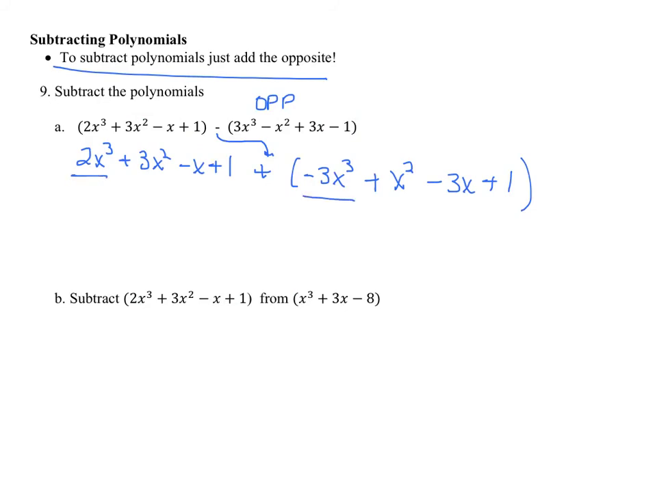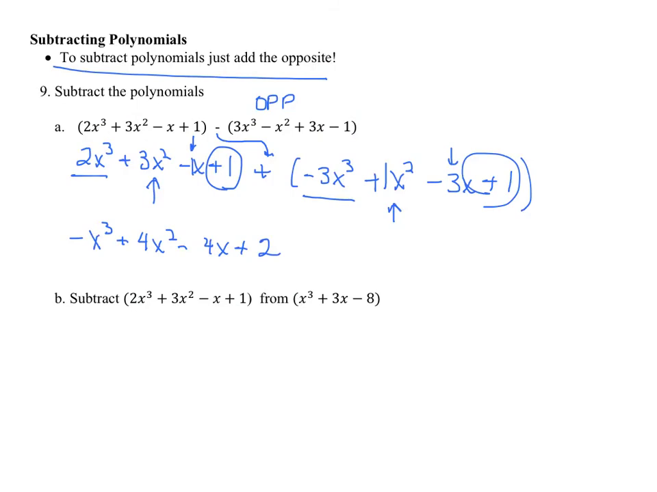This guy alike to this guy, negative x cubed. This guy alike to this guy, 4x squared. This guy alike to this guy, negative 4x. And last but not least, 1 and 1, 2. Done.